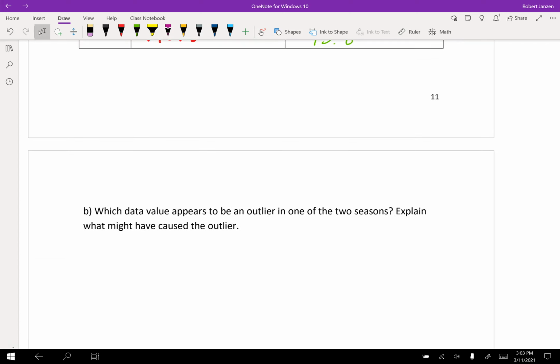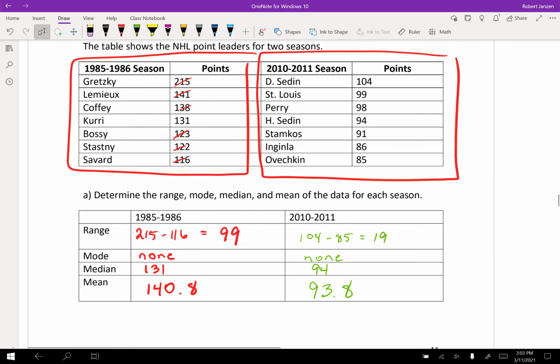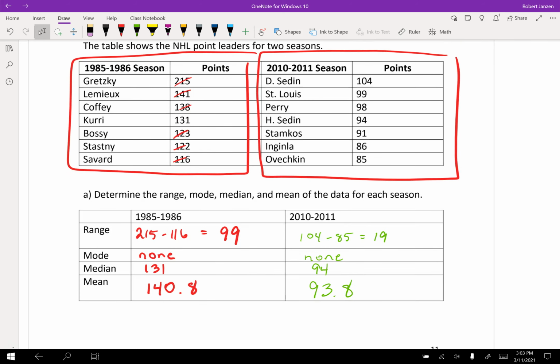So which data value appears to be an outlier in one of the 2 seasons? Explain what might have caused the outlier. Okay. Take a look at these numbers. Do you think there's an outlier? Well, a sort of a gimme or an obvious clue to there being an outlier is when the range is really big. Okay? If you look at the range for 2010, it's small. All of these numbers kind of cluster pretty close together.